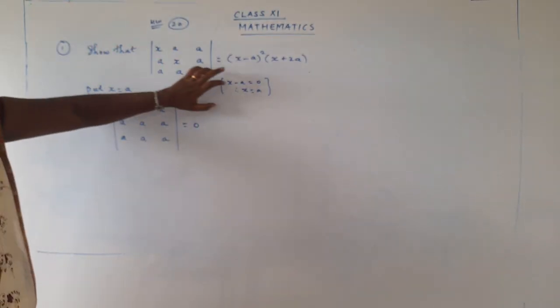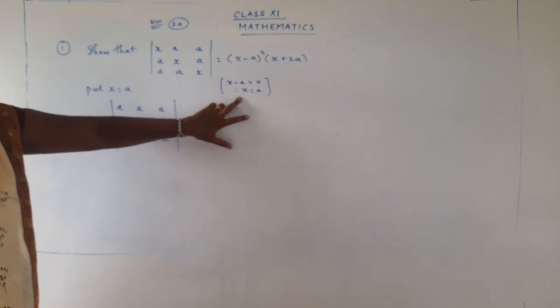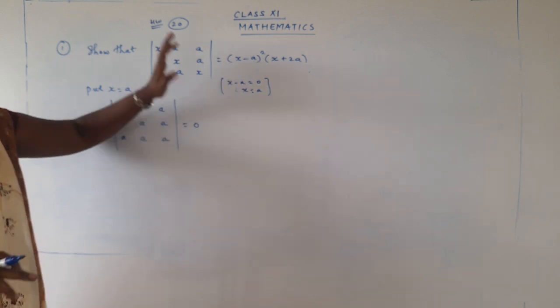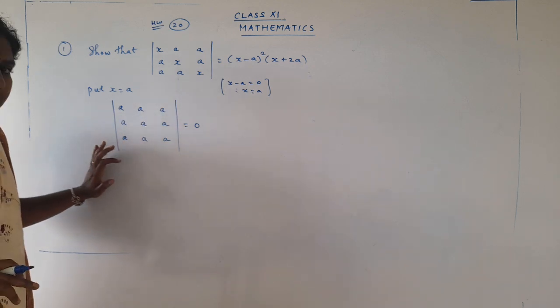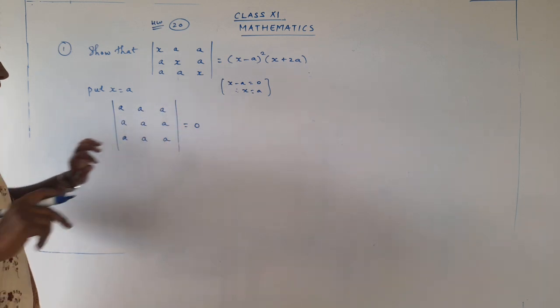So what is the first step? From here I will get the value for x is equal to a. So once I get x is equal to a, I am going to substitute in the determinant. I get a. So all the answers are same. So the answer will be 0.